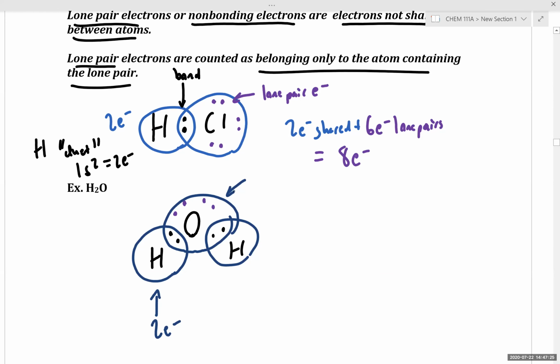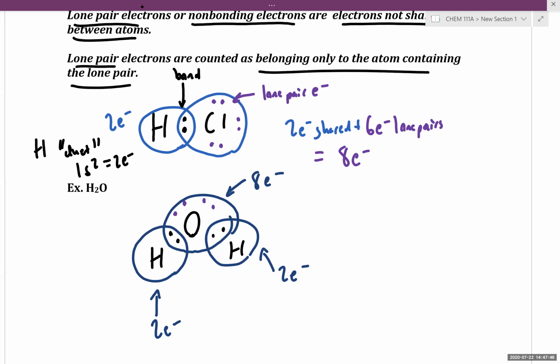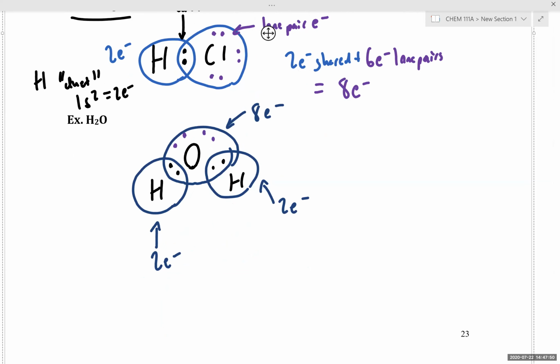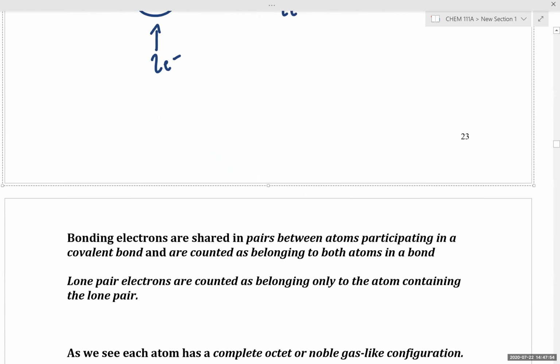What about oxygen? How many total electrons does oxygen have to its name if it has 2 bonds and it has 2 lone pairs? 8. And the hydrogen on the right also has 2 electrons. Wonderful. So we're getting quite good at counting electrons. You're going to need to use this skill a lot.